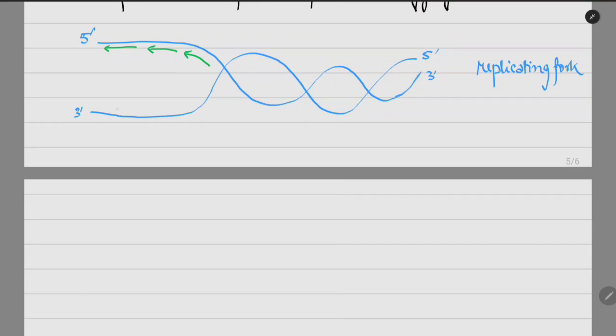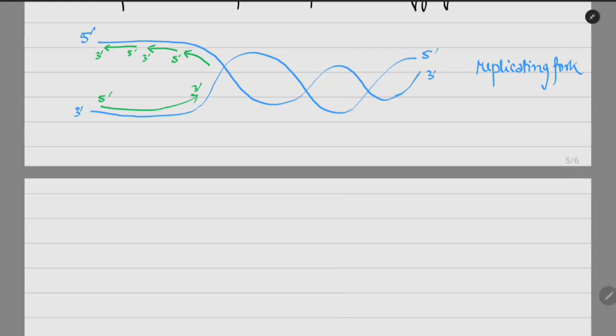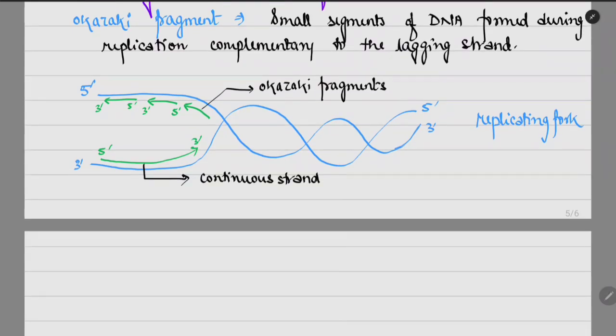So the newly forming 5' to 3' is something like this. This is the 5', that is the 3', and the small ones are forming like this is the 5', this is the 3', this is again 5', this is again 3'. Okay, so this one is the continuous strand, and these are the Okazaki fragments. Okay, I hope you understood this point. And as I see here, this is a 3' to 5' one, so this is the lagging strand, and this one is the leading strand.